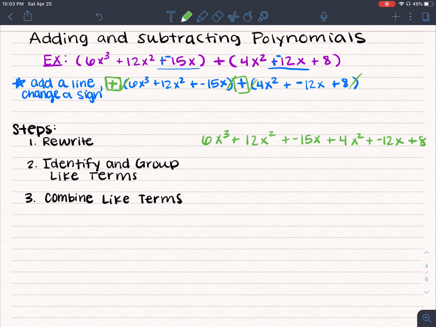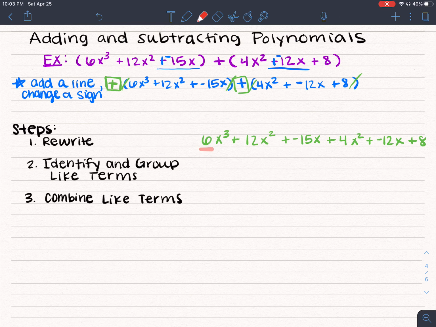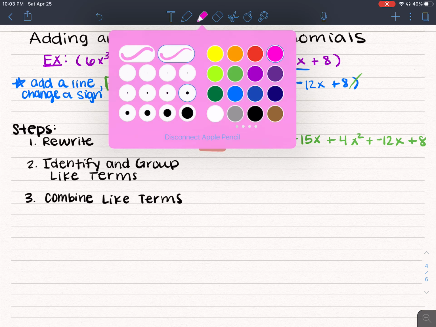All right, so now my next step is to identify and group like terms. So when I'm identifying like terms, I can use different colors or I can use different shapes of lines. So like let's say x cubed, x squared, x, right? To make sure that we can see it, I'm actually going to use different colors. So x cubed, do we have any more like terms? No, that's the only x cubed we have. So that's the only one we'll underline there.